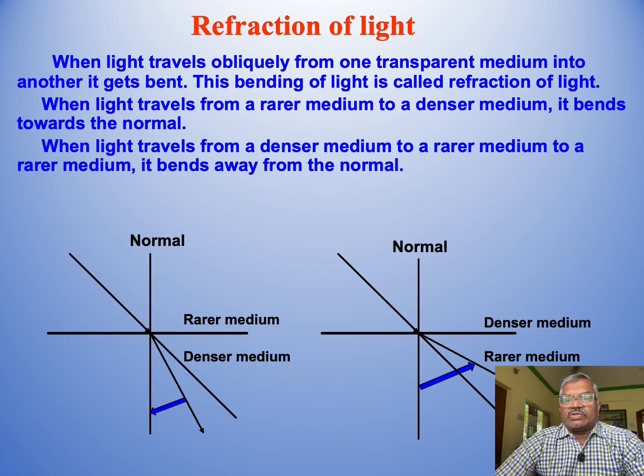Key concepts include the refractive index, which measures how much light bends, and Snell's law, which relates the angle of incidence and the angle of refraction to the speed of light in the media.